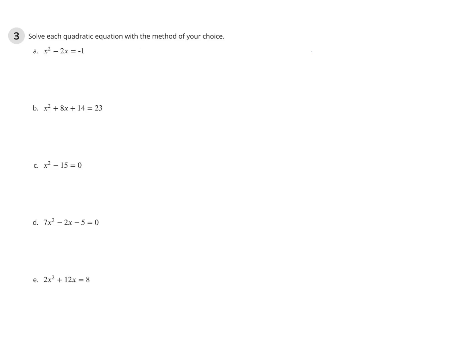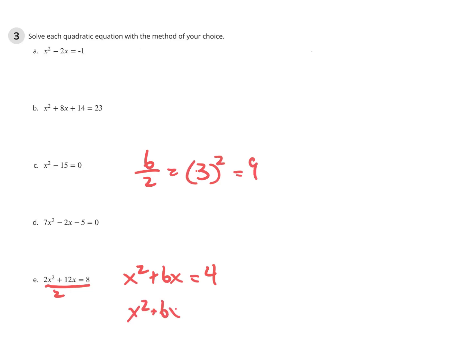But for E, the first thing you had to do is recognize that all of them are divisible by 2. So if you divide a 2 out, you get rid of the first term. So you get x squared plus 6x equals 4. Now, this is easier to complete the square on. I take 6 divided by 2, I get 3. I square it, I get 9. So I get x squared plus 6x plus 9 is equal to 4 plus 9.